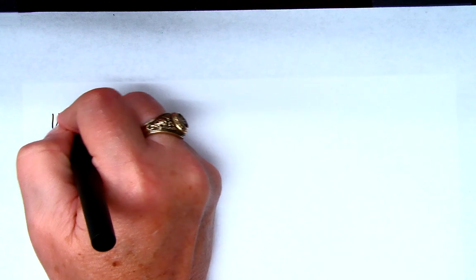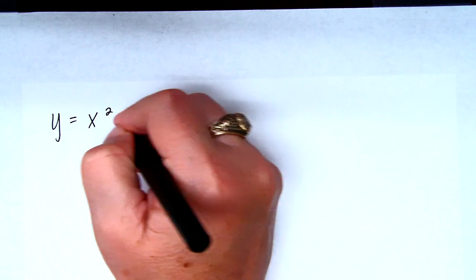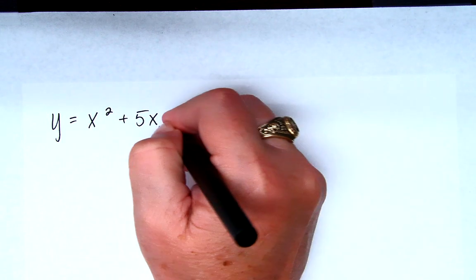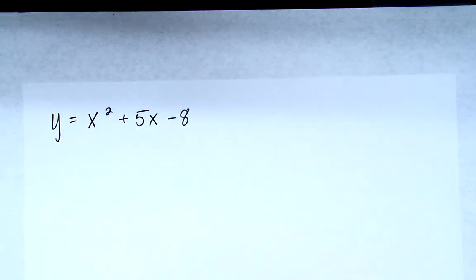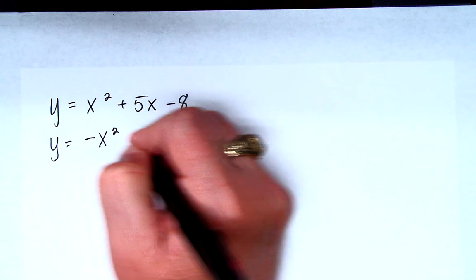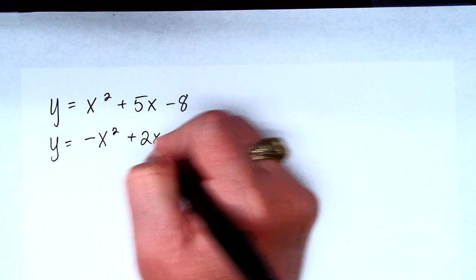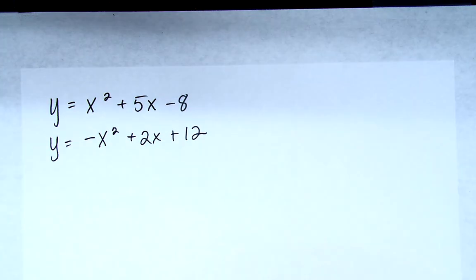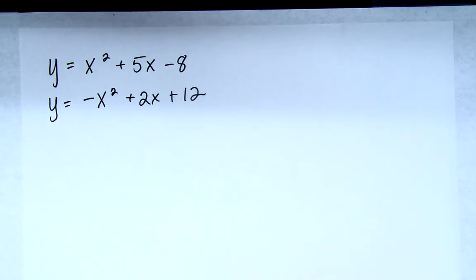However, what if I give you this? Y equals x squared plus 5x minus 8. Y equals negative x squared plus 2x plus 12. What if I say, here's your system, solve it algebraically?